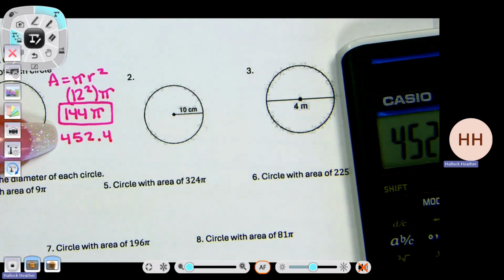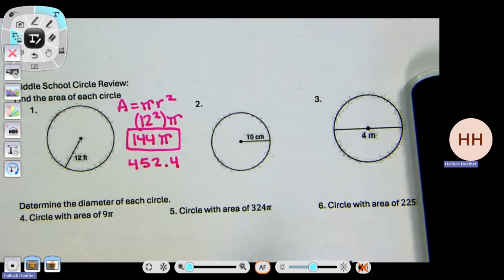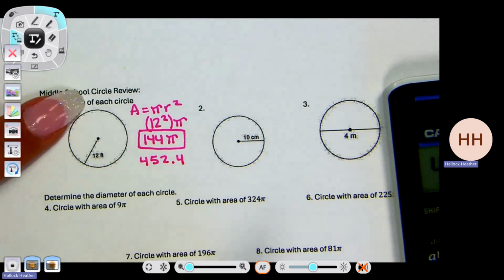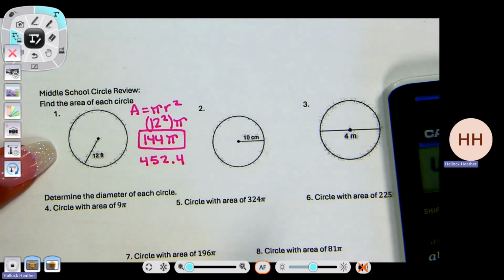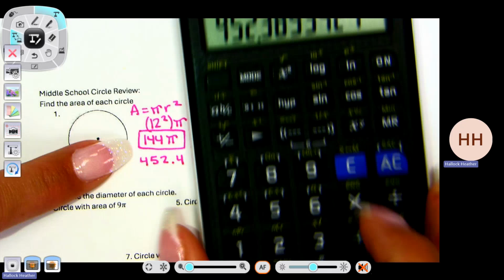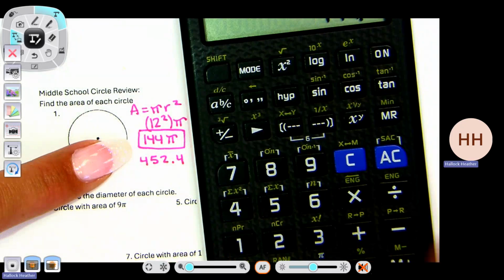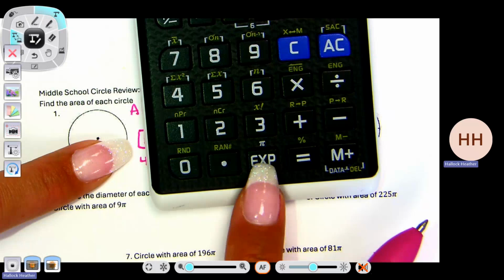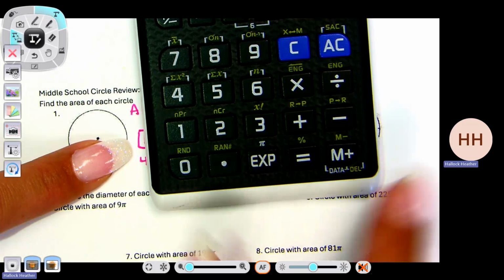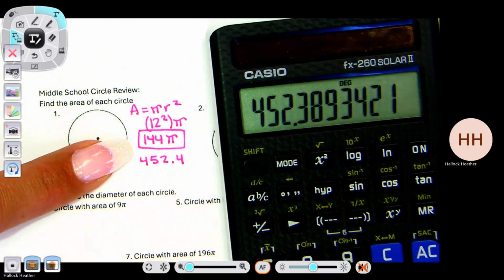Do we remember this from middle school? No. I feel like this may have been taught in elementary school. Area of circles. You've done circles before, at some point. You do 144 times shift exp. So exp down at the bottom, if you look above it, is the pi button. Then you press equals.